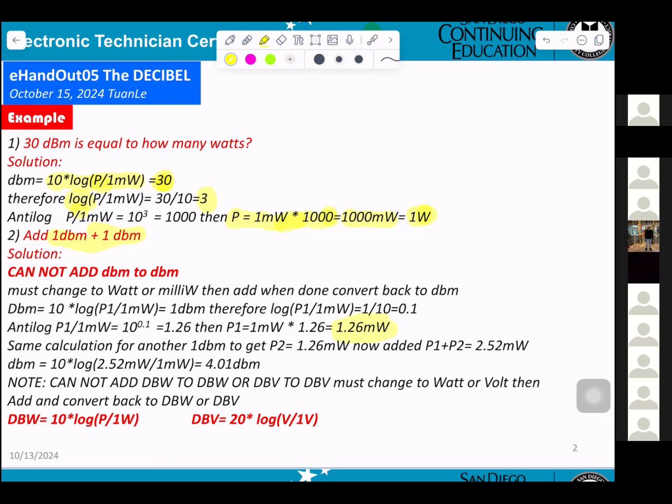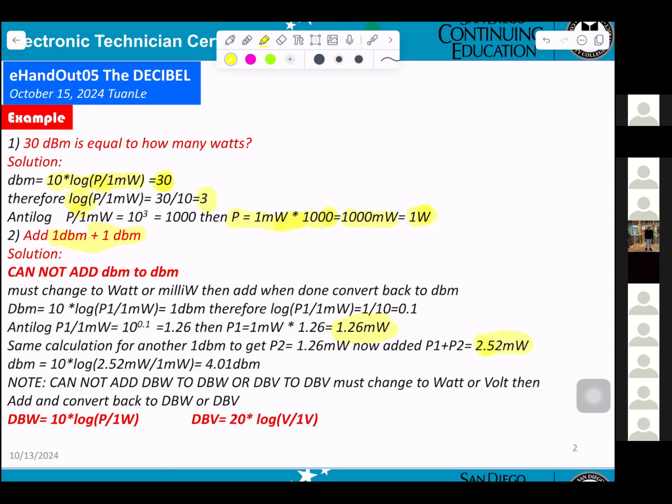Okay? Same thing, you can change 1 dBm into milliwatt. You get the same 1.26 milliwatt. Then you can add P1 plus P2. 1.26 adding to 1.26, you get 2.52 milliwatt.